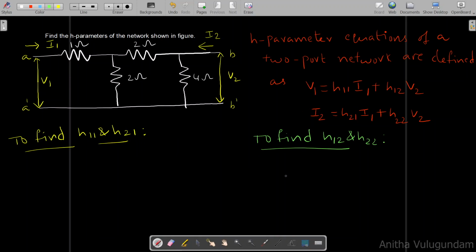In this video, I'll explain how to find H parameters for the network shown in the figure. This is the network given to us.